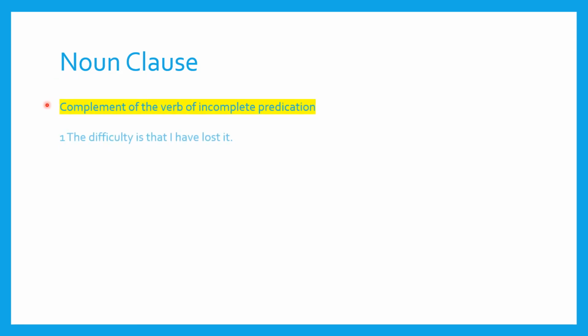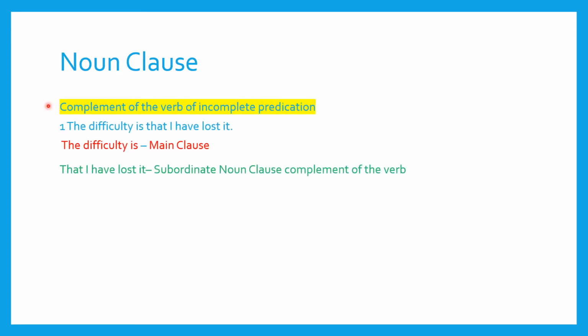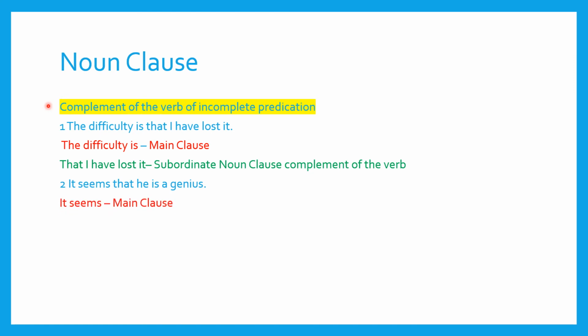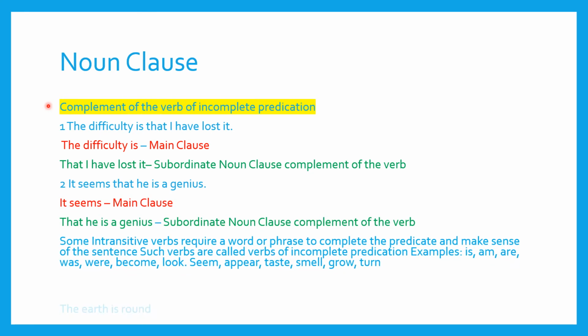Noun clause, complement of the verb of incomplete predication. Let us understand what are verbs of incomplete predication. Some intransitive verbs require a word or phrase to complete the predicate and make sense of the sentence. Such verbs are called verbs of incomplete predication. Examples of verbs of incomplete predication are am, are, was, were, become, look, seem, appear, taste, smell, grow, turn.